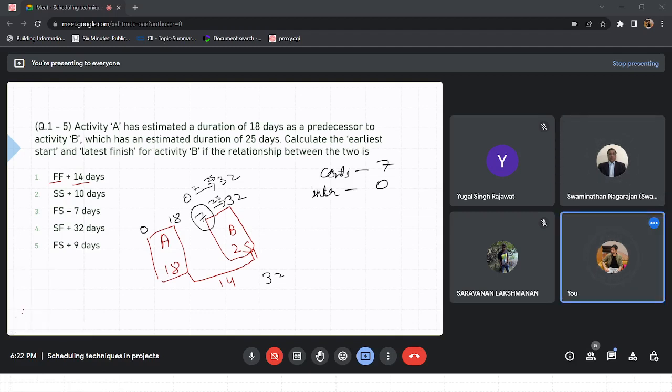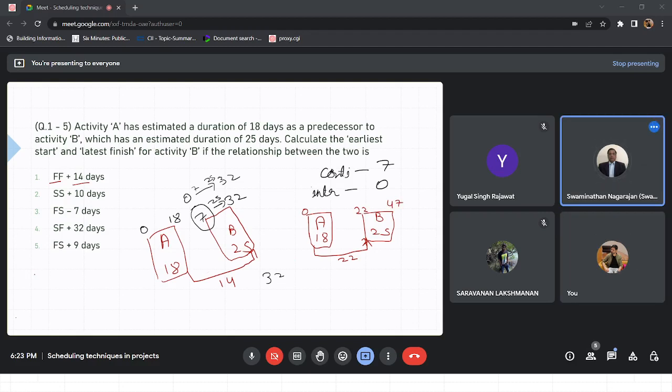Now let's calculate it for the other relationships also. Default assumption is continuous, right? Unless it's stated. Yeah, default is continuous. So what will be the values in the second case? If A starts at 0, B can start on 22, and similarly it can finish on 47, right?